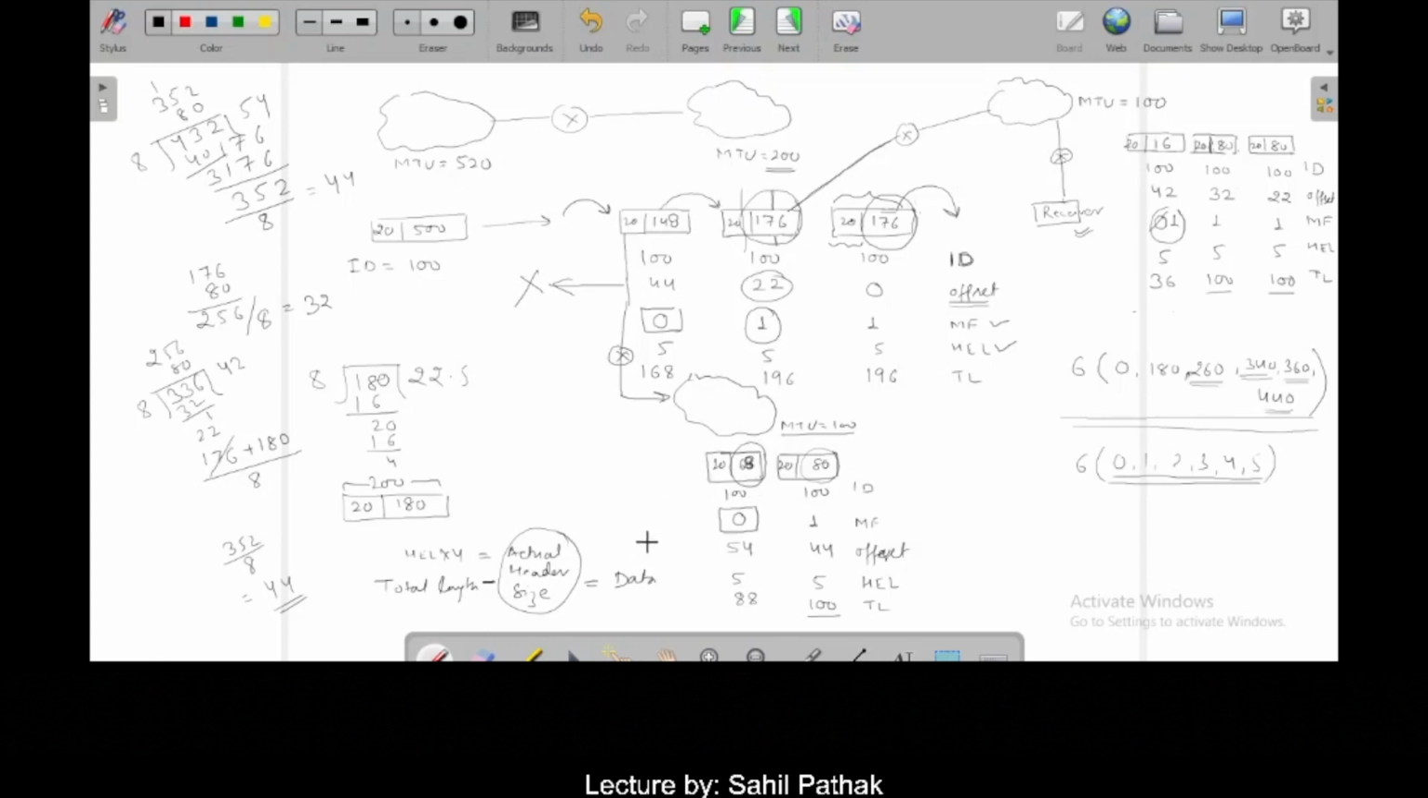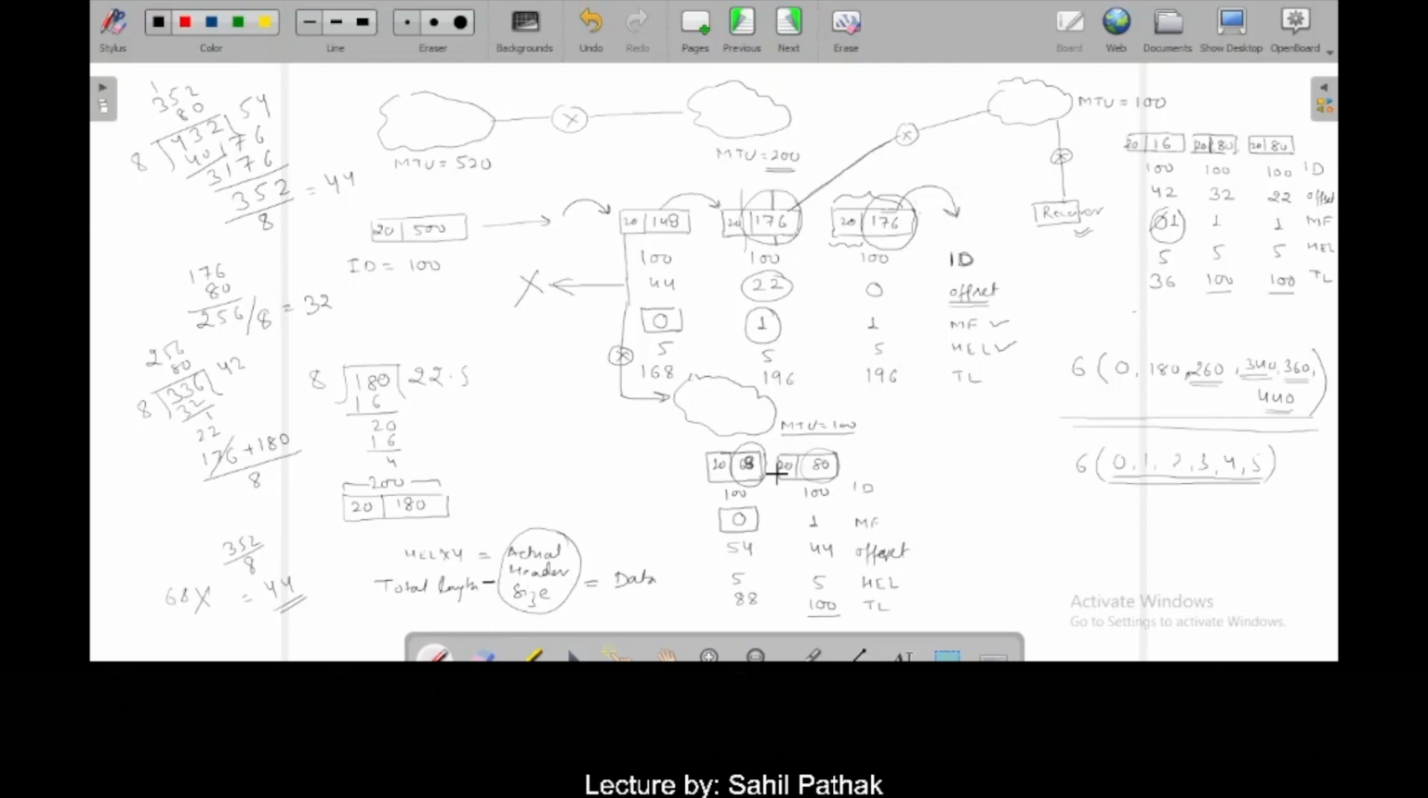So when there is no other fragment ahead, we can take this last fragment as it is, whether or not it is divisible by 8. So you can see here that 68 is not divisible by 8. Okay, but still we can have the value 68 over here and there is no problem. So this is the final answer for the fragmentation.